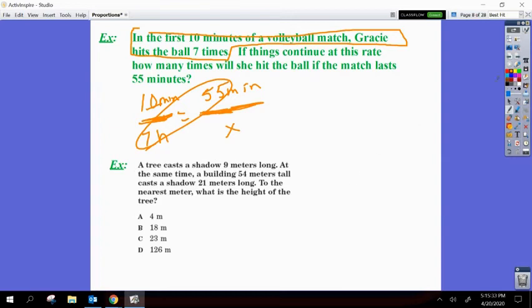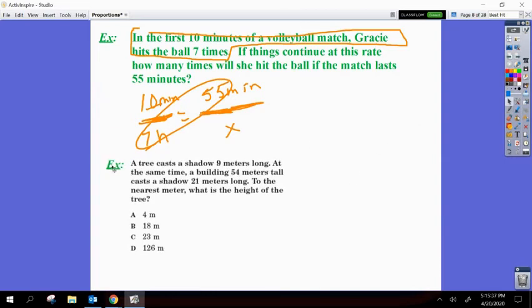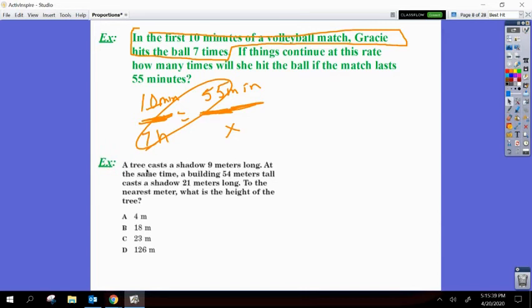This one down here is a word problem. When you see a word problem, particularly one that involves an actual physical action or a physical thing, in this case a tree, you're going to want to try to draw a picture. So let's read this question. A tree casts a shadow that's 7 meters long. At the same time, a nearby building casts a shadow that's 21 meters long. To the nearest meter, what's the height of the tree? So we're talking about shadows and trees. Let's draw the tree. Here's my tree. I'm going to draw a purple tree.